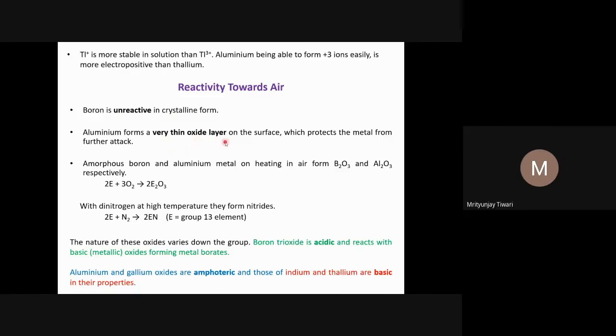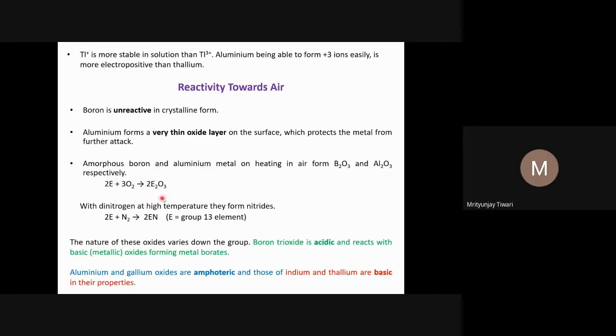Aluminium forms a very thin oxide layer on the surface, and it becomes blackish, which you might have seen, which protects the metal from further attack. So aluminium will be protected because of the formation of the oxide itself. So when amorphous boron is heated in air, or the aluminium metal is heated in air, they form B2O3 and Al2O3 respectively. And we know the more prominent ore of aluminium, from where aluminium is extracted, is alumina, which is aluminium oxide Al2O3 plus certain water molecules of water of crystallization.